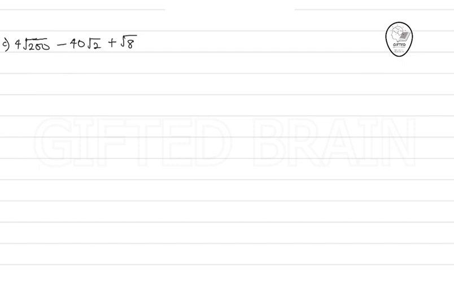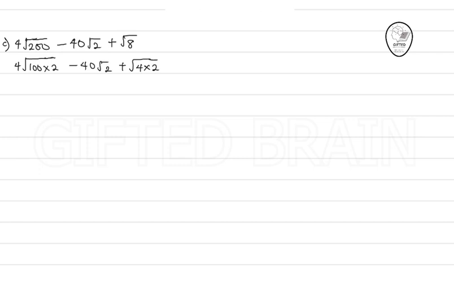Again, same principle. Let's look at the 200 now, can be expressed as what? Well, 2 can go into 200. That is 2 times 100. And 100 is a perfect square, so I can use that. 100 times 2. Again, minus 40 root 2 now. That's in its basic form already. And then we have the root 8. It can be expressed as 4 times 2.